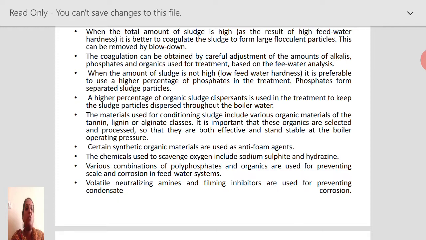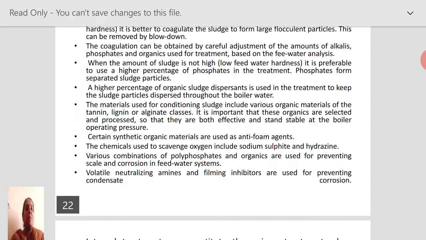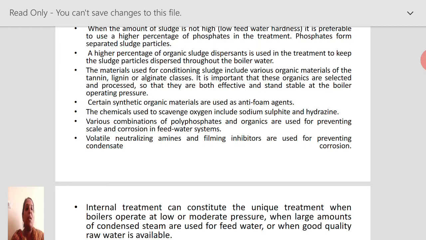A higher percentage of organic sludge dispersants is used in the treatment to keep the sludge particles dispersed throughout the boiler water. The materials used for conditioning sludge include various organic materials like tannin, lignin as well as alginates. Certain synthetic organic materials are also used as anti-foam agents. The chemicals used to scavenge oxygen include sodium sulfite as well as hydrazine. We have already seen this. Various combinations of polyphosphates and organics are also used for preventing scale as well as corrosion in feedwater systems. Volatile neutralizing amines and filming inhibitors are used for preventing condensate corrosion.